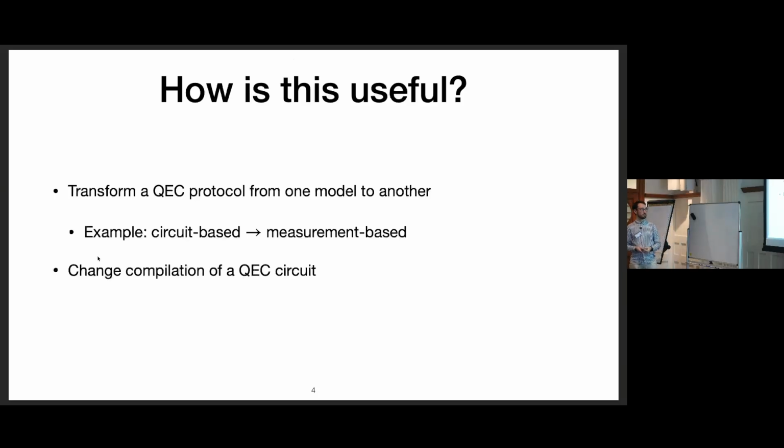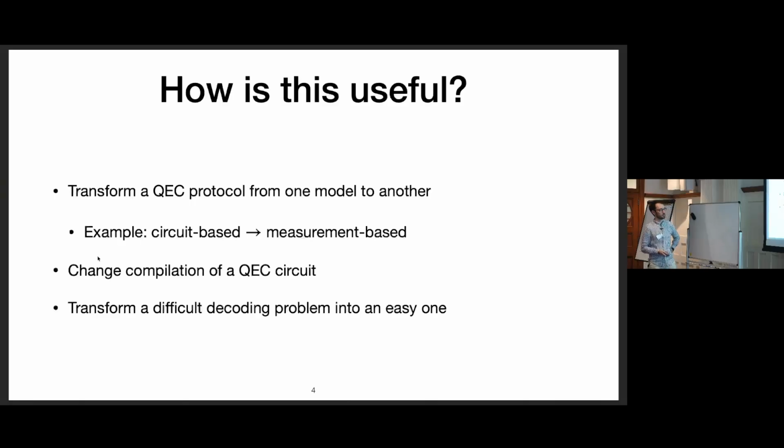And more abstractly, this is about changing the compilation of a quantum error correcting circuit. So you have an abstract circuit written in some language, but then you have a device or hardware platform with some native operations, and you want to translate from one to the other. And then the last thing you can think about with this is that if you have this map from one circuit to another that preserves the fault tolerance properties, one of which will be the decoding structure, then it means that you can transform decoding problems into one another, and you can, in a sense, take a hard decoding problem and map it to an easy one.